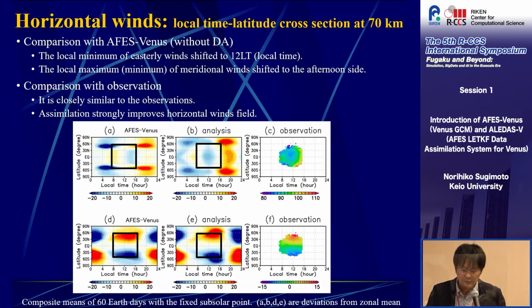So this is the horizontal winds in local time, longitude and latitude cross-section at 70 kilometer altitude. Here is without data assimilation, and this one is analysis and observations, zonal wind and meridional wind. The local minimum of zonal wind shifts to the local noon side, which is consistent with observations. Also in the meridional field, the local maximum and local minimum of meridional wind shift to the afternoon side, which is also consistent with these observations. So assimilation strongly improves the horizontal wind field.